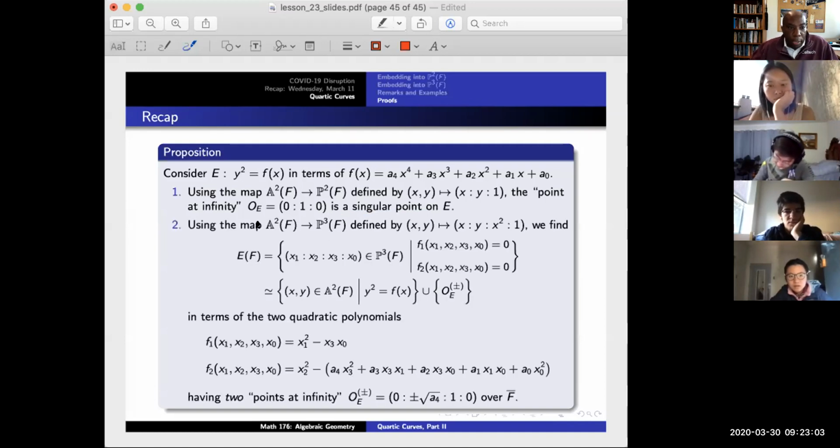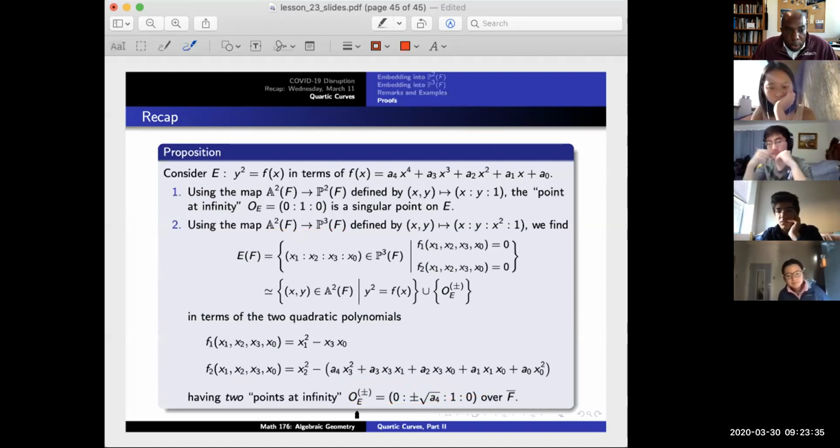On the other hand, if we do embed into P3, then we actually can find a curve, but now we have these two polynomials. So f1 and f2, both of these have degree 2, and we actually do find that we have 2 points at infinity. Of course, they depend upon the leading coefficient a4, whether or not it's a perfect square.